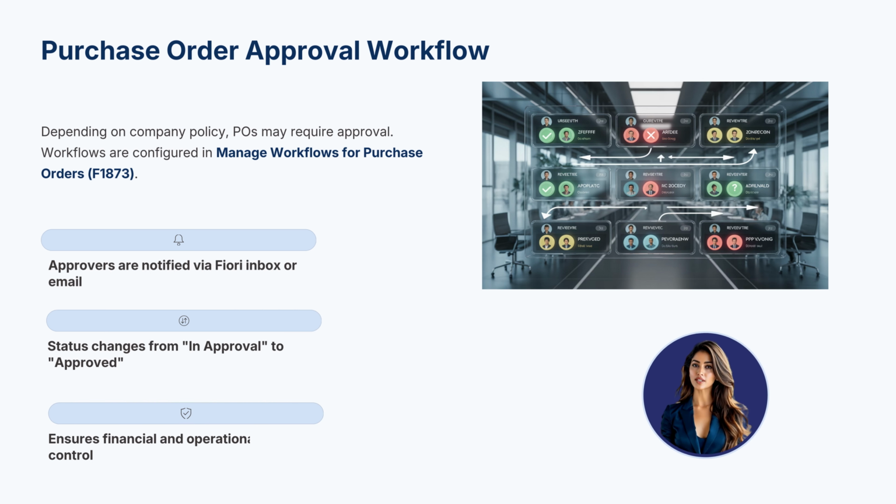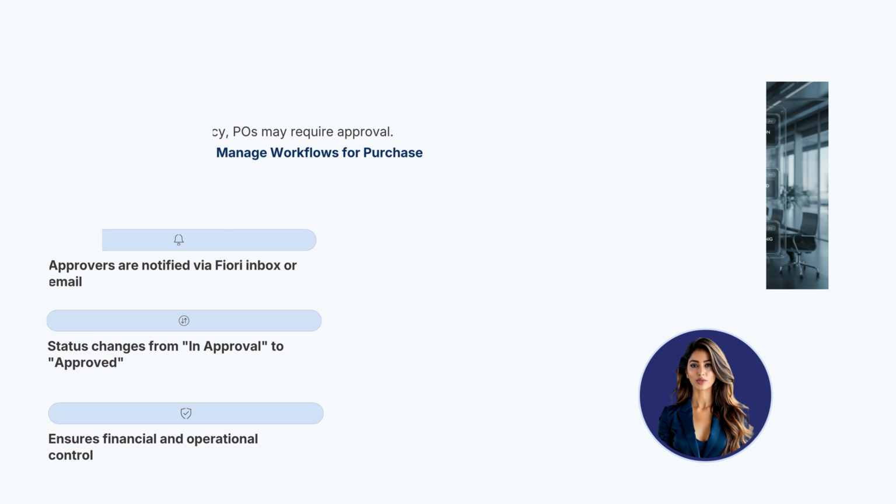Purchase order approval workflow. Once created, the PO may require approval. S/4HANA Cloud automates this using the Manage Workflows for Purchase Orders FF1473 app. Approvers receive notifications in their Fiori inbox or via email. Once approved, the status changes to Released, enabling transmission to the supplier. This ensures every purchase complies with corporate policies.